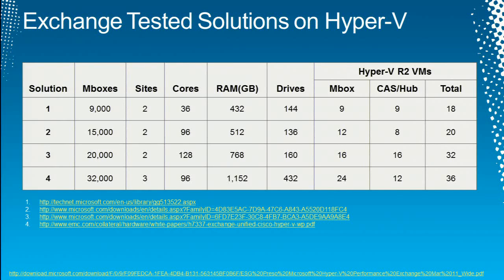How much RAM was in there? Over 1 terabyte of RAM total across that solution at the bottom there, and a lot of storage, a lot of mailbox VMs. So a total of 36 VMs was powering solution 4. But that's the kind of thing you've got to think about. How many mailbox servers do I need? How many CAS servers? How many hub transport servers do I need? All of those things are important to consider.